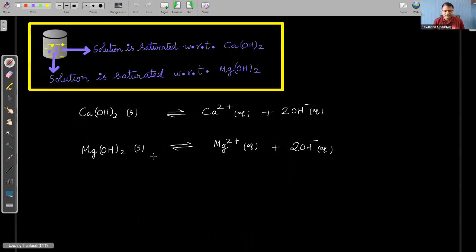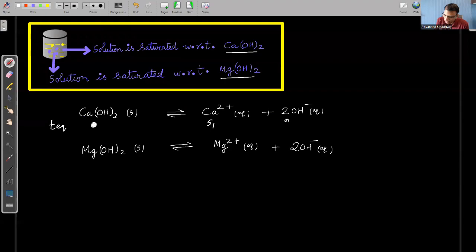So we can take another example of simultaneous solubility. Here there is a saturated solution of calcium hydroxide as well as magnesium hydroxide. So this solution is saturated with respect to both. If I write that, what will happen at equilibrium? At equilibrium, this solid is there, and the solubility of this solid, if I assume it is S1, then this is equal to 2 times S1. Same way we can write for the other. Magnesium hydroxide is there, so when it dissolves, its solubility is S2, so this is 2 times S2.